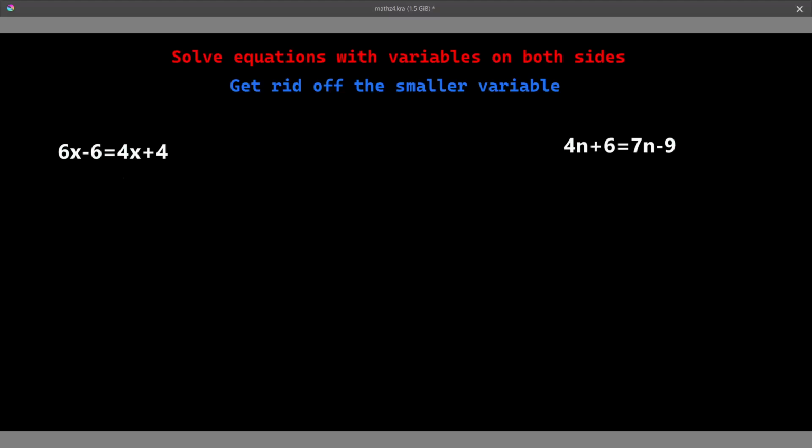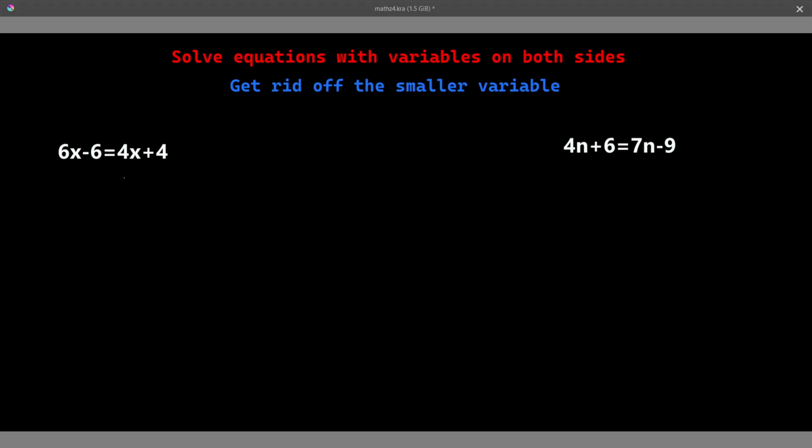In today's video I'm going to show you how to solve equations with variables on both sides. A rule to remember is to have a variable on one side of an equation, so to get rid of the smaller variable. Let's go right into our first example.